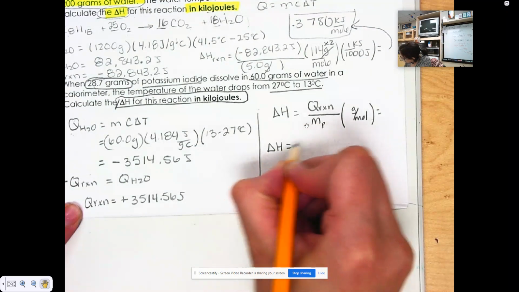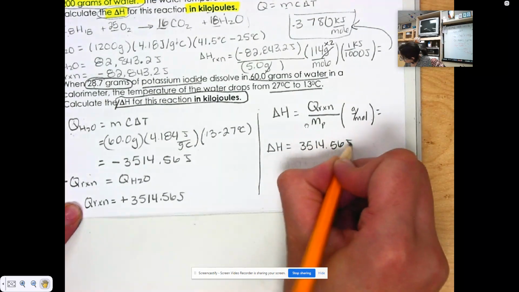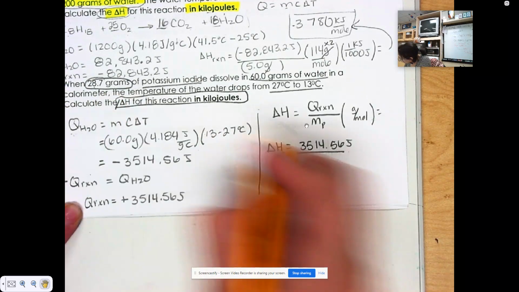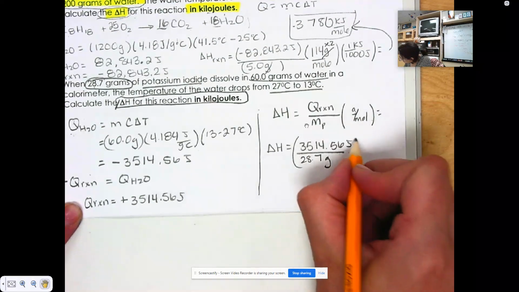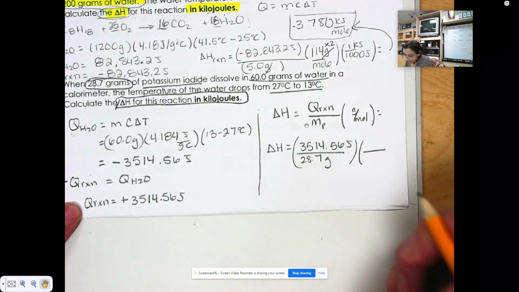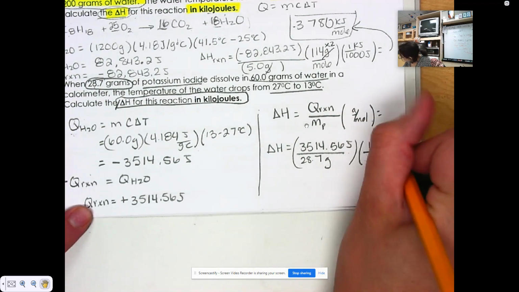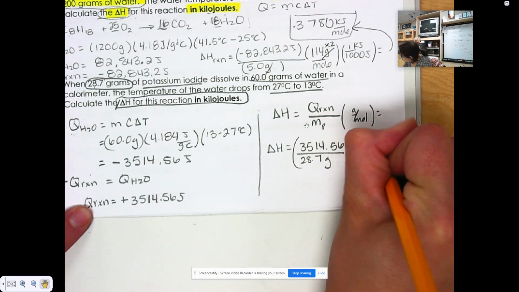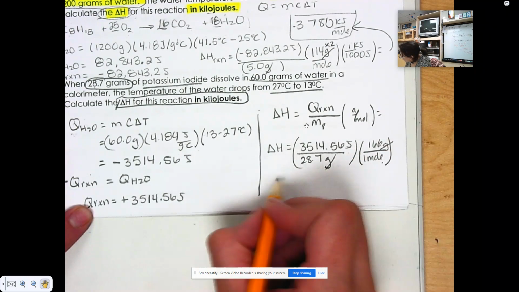We have delta H is equal to this quantity over our mass. Our mass is 27.8 grams. We're now going to multiply that by the molar mass of potassium iodide, which comes out to 166 grams in 1 mole. Grams cancels out with grams. We're left with joules per mole.